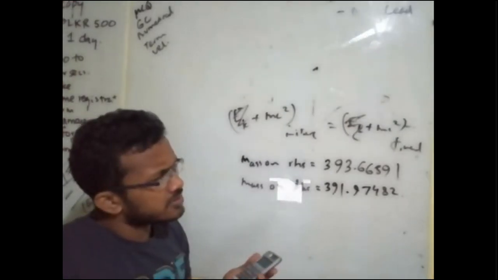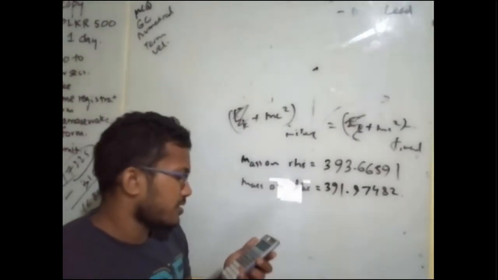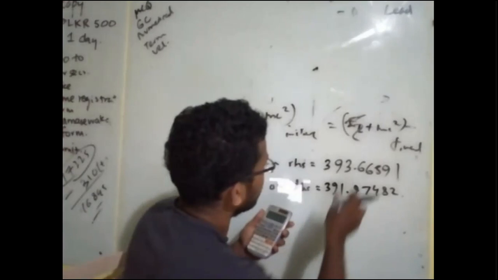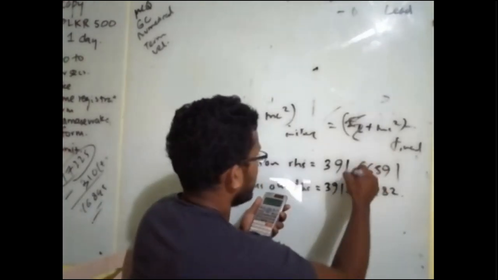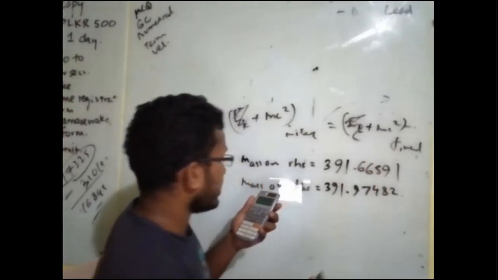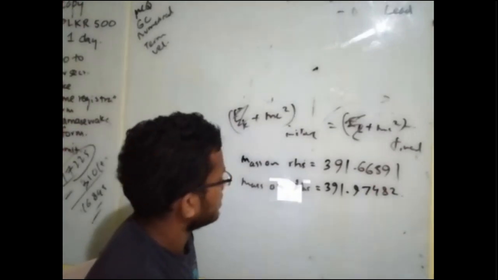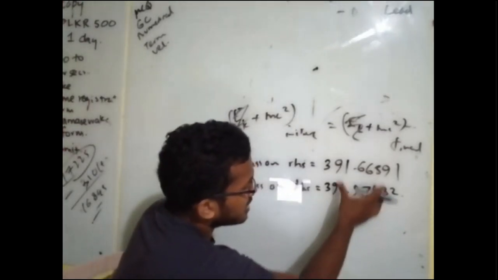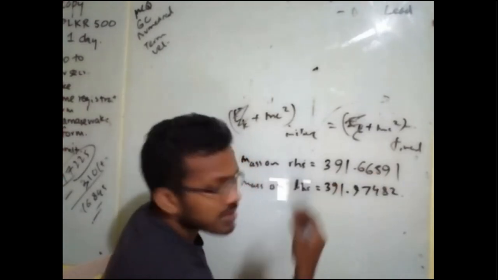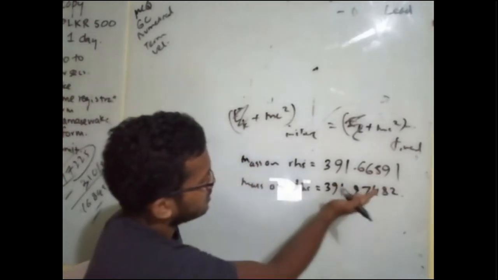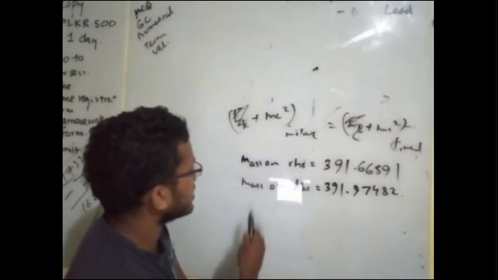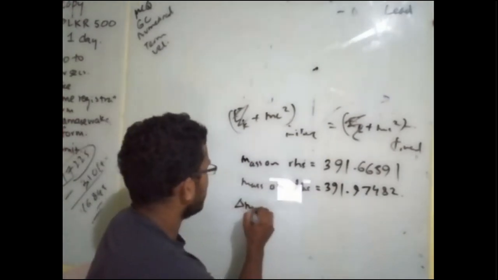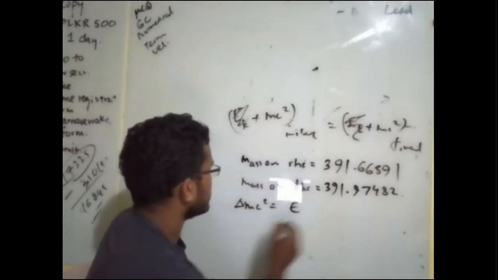Wait, that mass is to be destroyed. Oh yeah, 391.66591. Okay, 391. But clearly you can see left hand side is bigger, right hand side is lower. Like I said, the mass has been destroyed. So the delta m c squared will be the energy.